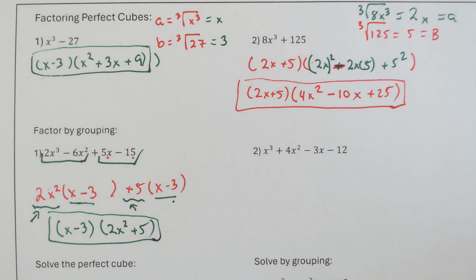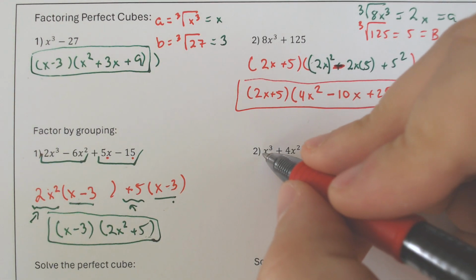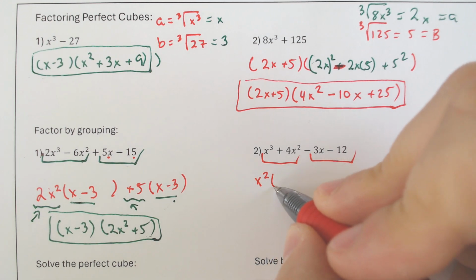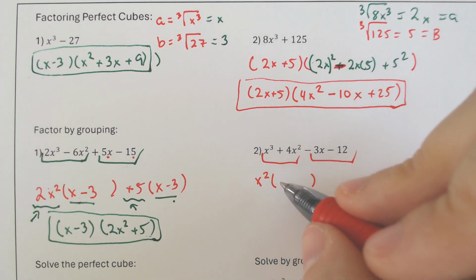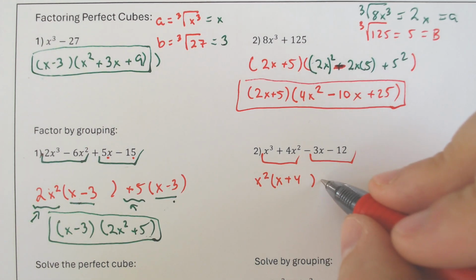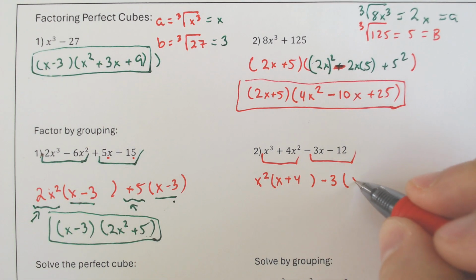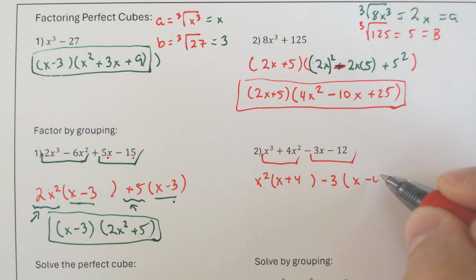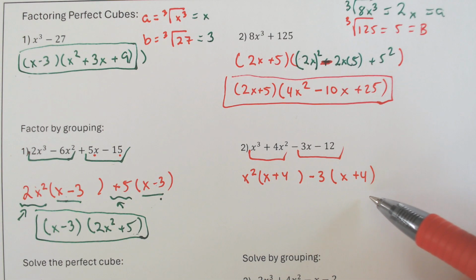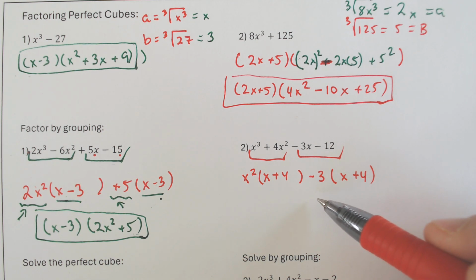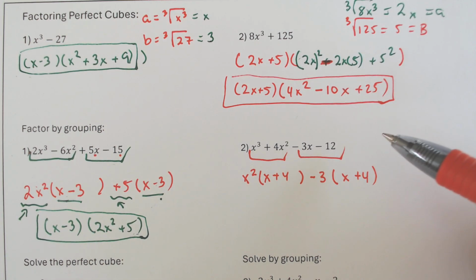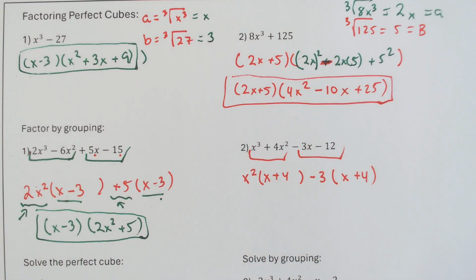All right, moving on. Factor by grouping here. Group the first two, group the second two. We can take out an x squared from the first two. That would leave us with an x and a plus 4. We can take out a negative 3 from the next grouping, and that would leave us with an x and a plus 4. Notice how when I take out a negative 3, it makes an x plus 4, but if I took out a positive 3, it would have made a negative x minus 4, which would be not good. Okay, so that's why I took out a negative 3 there.